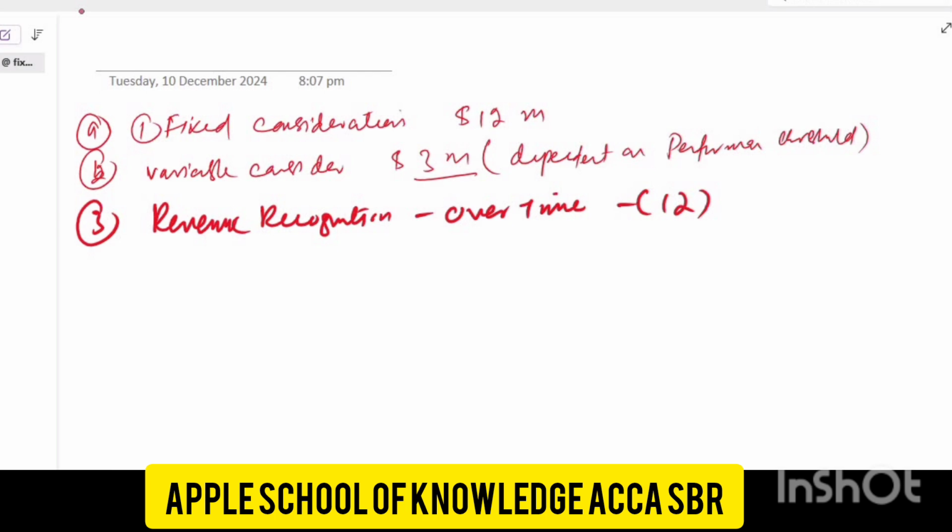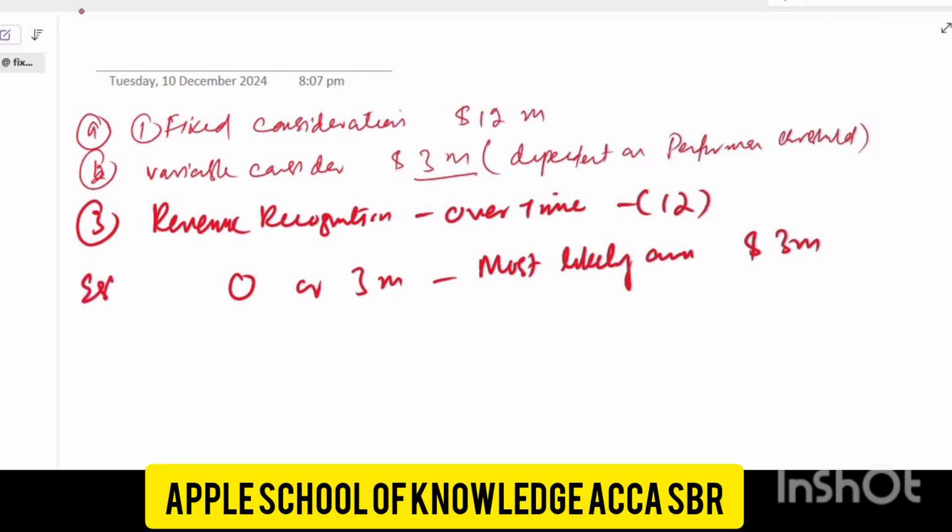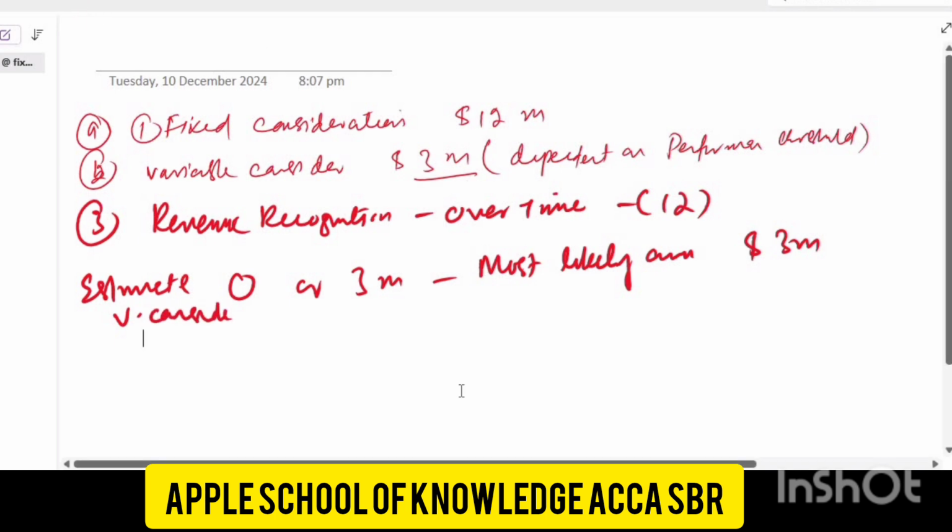Now first, you will estimate the variable consideration. You have two options, it may be 0 or 3 million, and the most likely amount is 3 million because it's highly probable. So the target is likely to be achieved. Okay, this is the estimate. It will be called variable consideration. Clear?